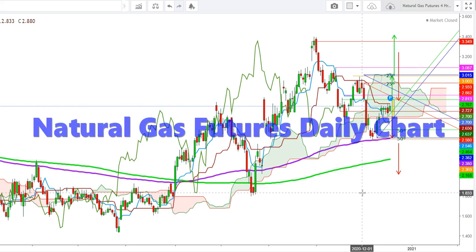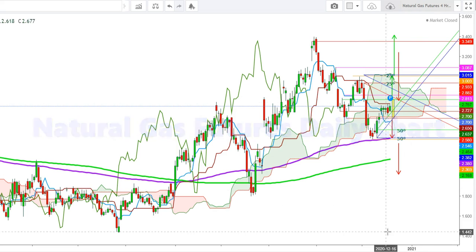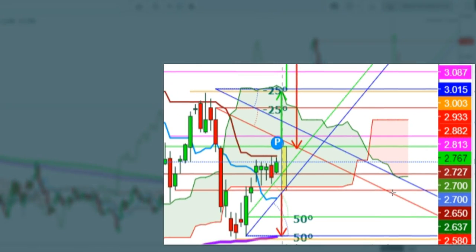So friends, let us start the day to analyze the movements of natural gas futures. Here you can see a daily chart of natural gas futures. As I've already given in my last video on the same chart, I explained why an opening inside the Ichimoku cloud could result in a sharp upward rally.